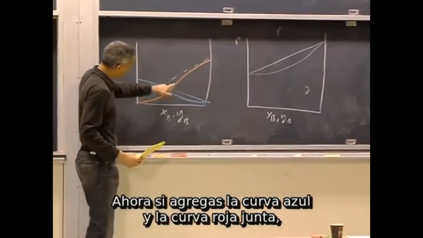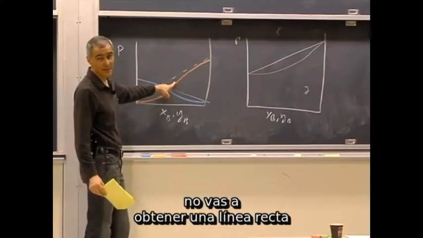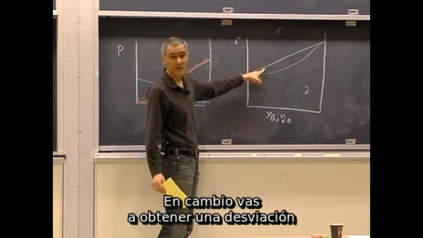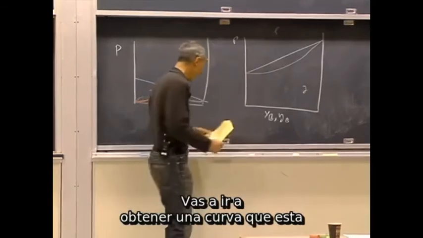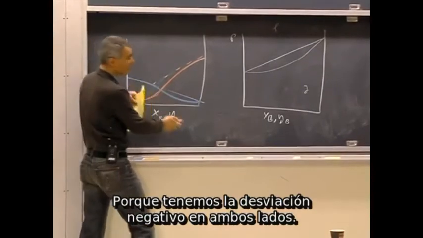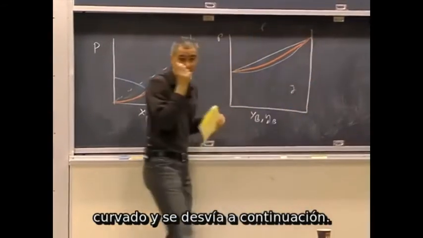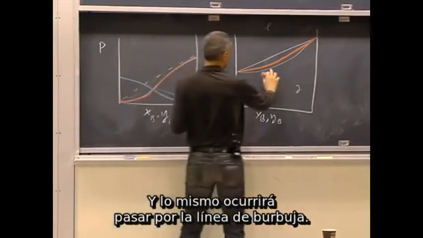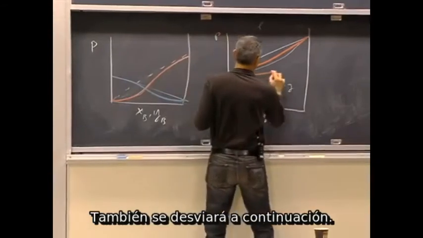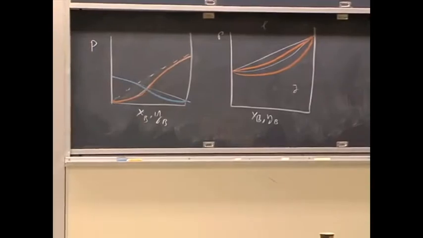Now, if you add the blue curve and the red curve together, you're not going to get a straight line like you did before when Raoult's law applied throughout. Instead, you're going to get a deviation from the straight line. You're going to get a curve that's always below the straight line, because you have the negative deviation on both sides. So you end up with something that's curved and deviates below. Right? And the same thing will happen for the bubble line. Will also deviate below in some way. Maybe not as much, maybe. So this is what you usually see.